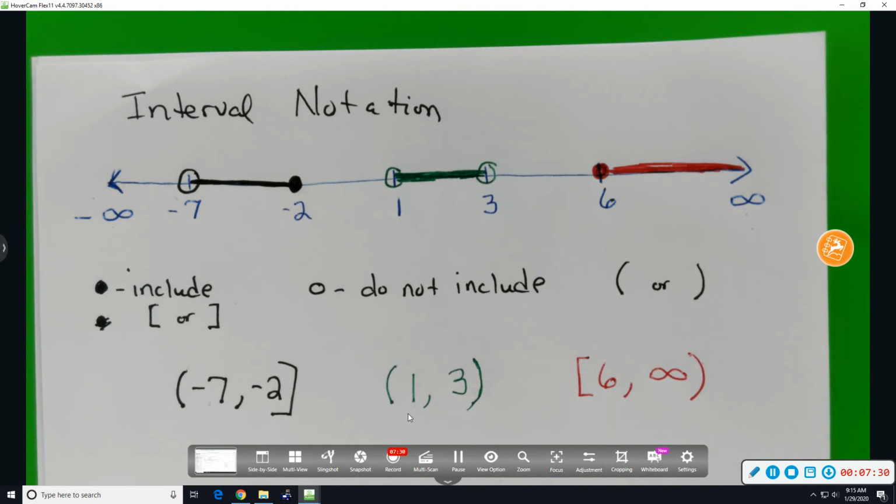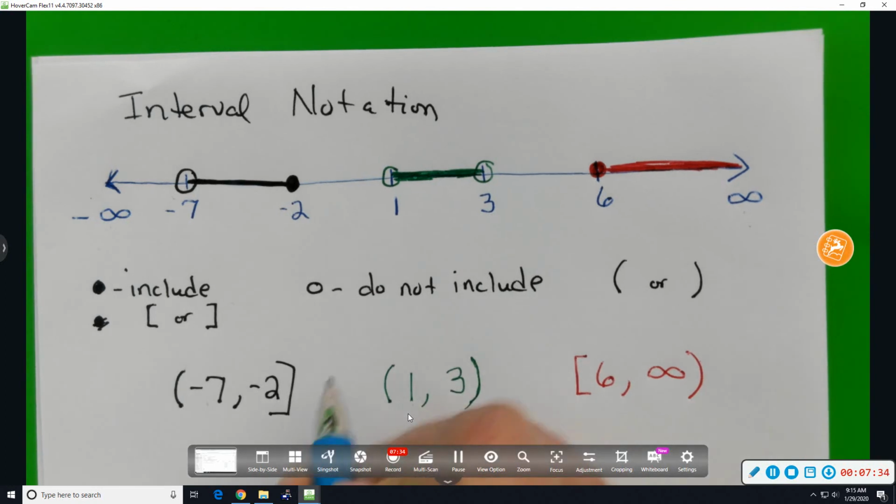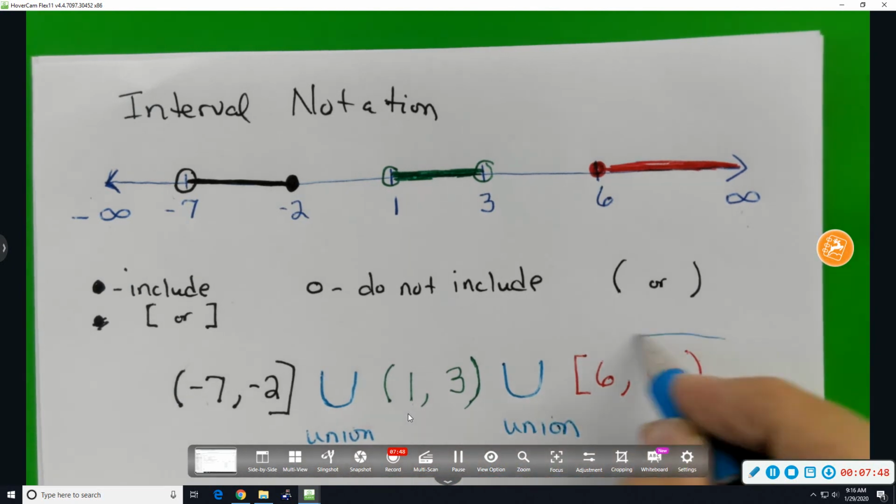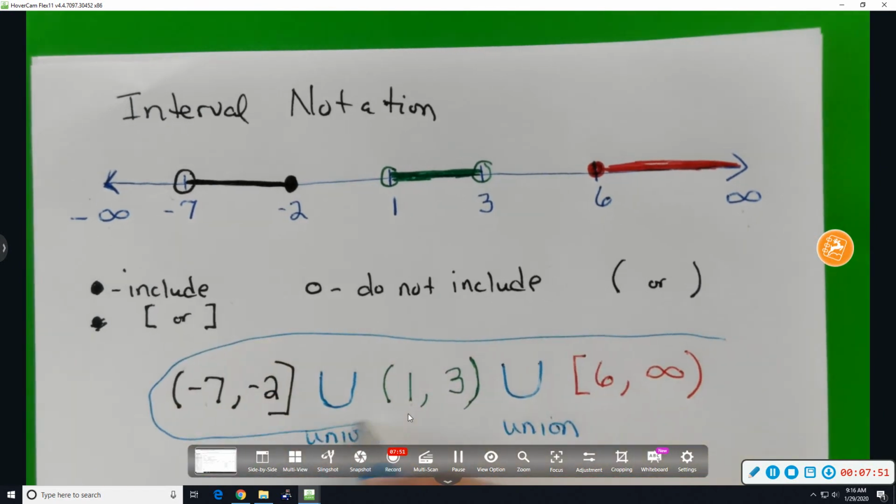And then, in order to indicate that these are all on the same number line, we're going to be putting a big U-shaped figure, which is read union. And that just means they're all on the same number line. So here are the 3 shaded regions on the number line.